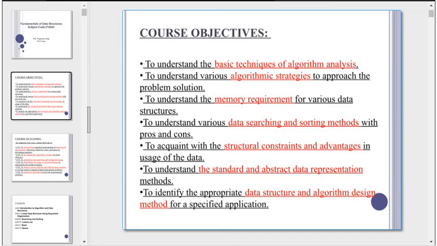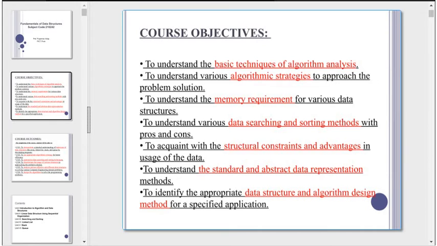So for stack, what is the memory requirement there? For array, what is the memory requirement there? So we will understand the memory requirement for various data structures. The fourth objective is to understand the various data searching and sorting methods with their advantages and disadvantages.